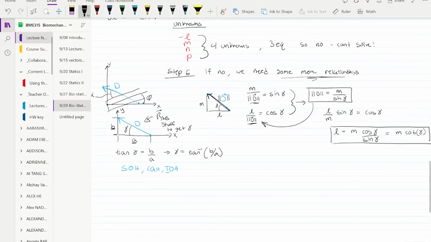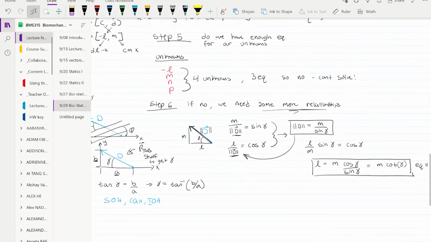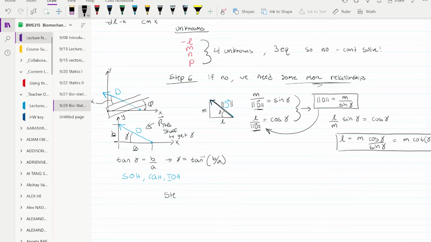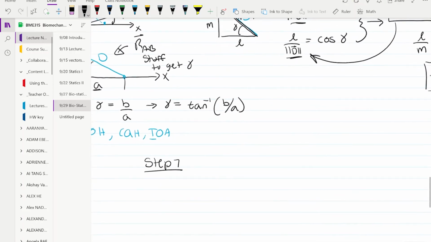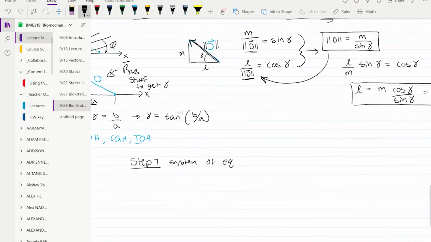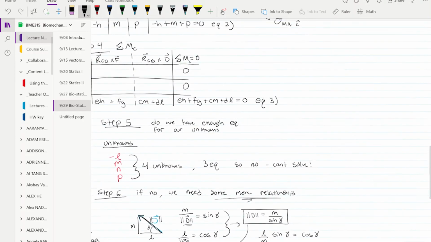Okay, so we're chugging right along. We got all of our equations. We got 4 equations, 4 unknowns. Time to move on. Step 7. System of equations. Okay, let's grab all of our equations that we know.